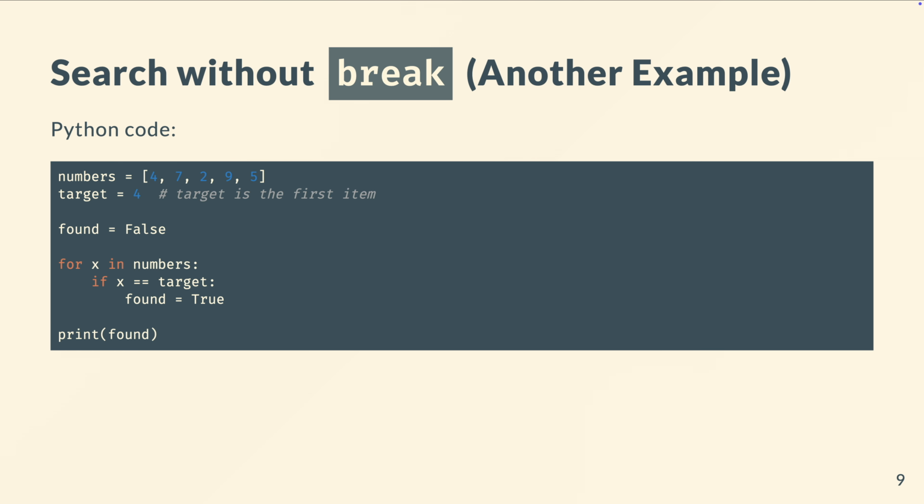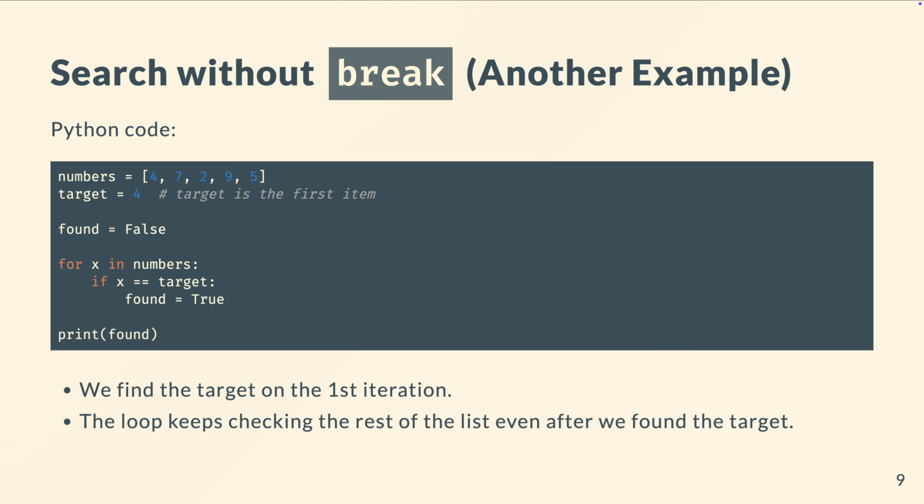Here is another example. The only difference is target. Previously, target was 9. Now target is 4, the first item. We find it on the first iteration. But the loop still keeps checking the rest of the items, 7, 2, 9, 5. That extra work is not needed because we already know the answer is true. So we can use break to stop as soon as we find the target.